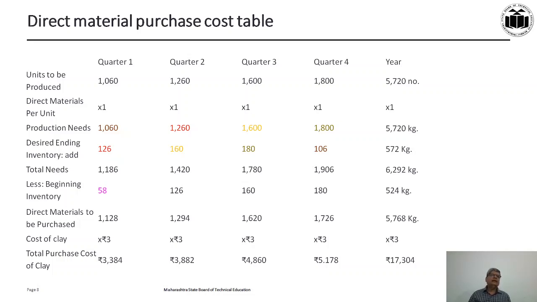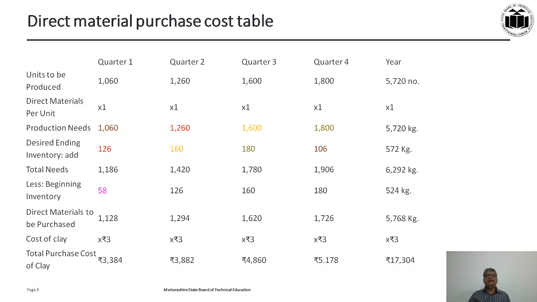Now the desired ending level is 10% of the next quarter. So for the end of the first quarter, it will be 126, because the quantity produced in quarter 2 is 1260. It will be 160 ending quantity for quarter 2, because the quantity produced in quarter 3 is 1600. We already discussed that. So subsequently it will be 180 and 106. So the total quantity at the end will be 572 kgs.